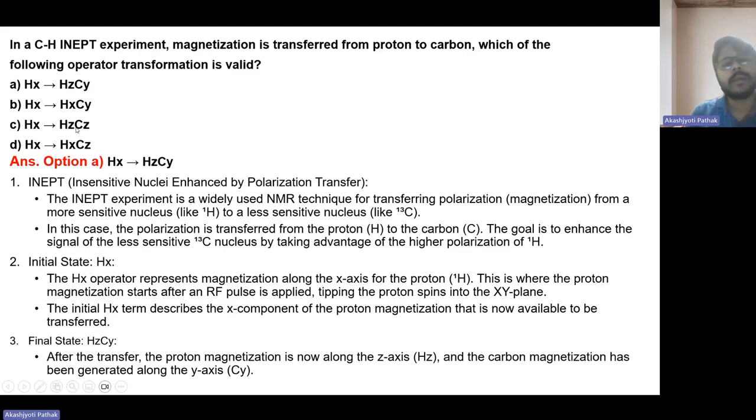So the answer is what? The answer is option A, HX to HZCY. So what is INEPT? INEPT is the Insensitive Nuclei Enhanced by Polarization Transfer.